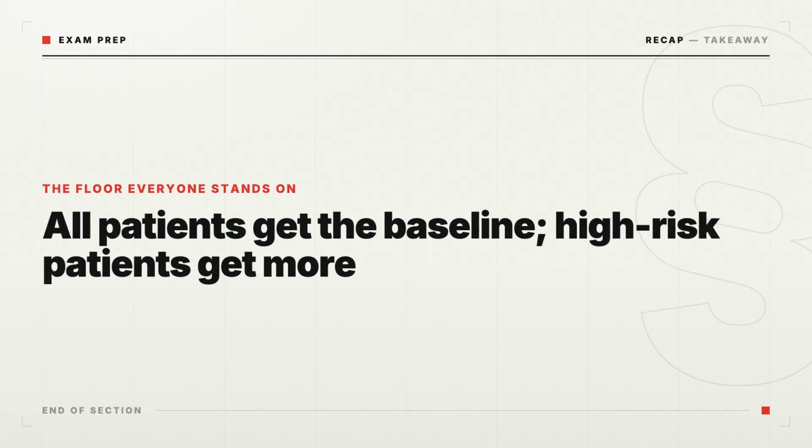Universal precautions are what every patient gets first before any risk score is even calculated. Stratification then adds extra layers for those who need them most, but the baseline itself never gets skipped.